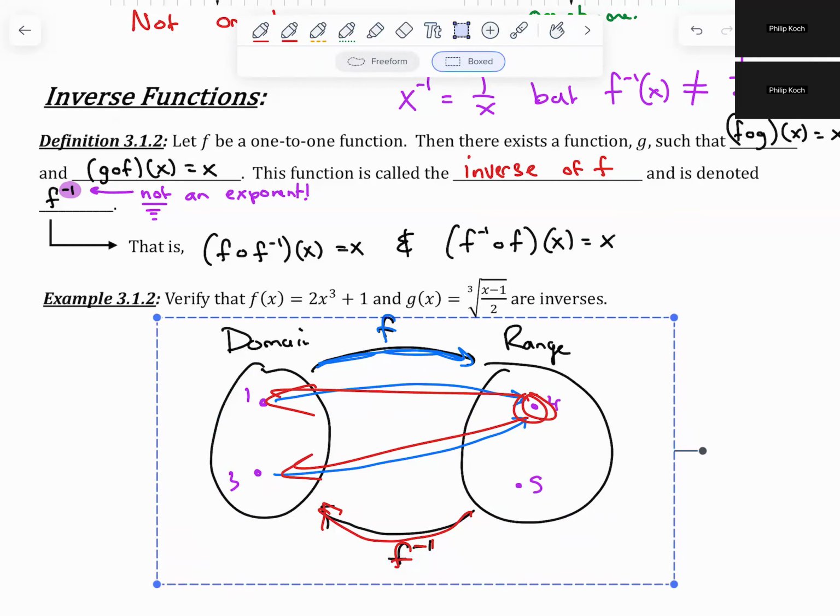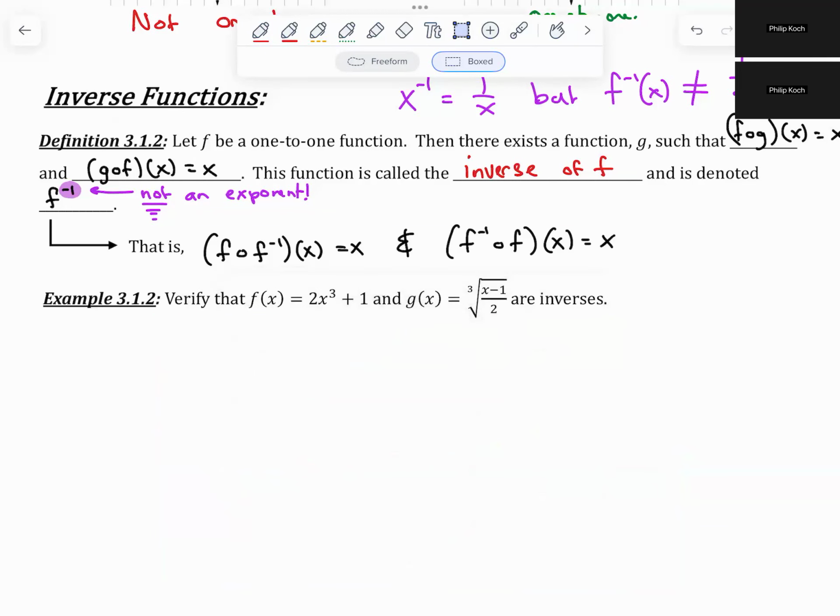I don't really talk about this very often in 126, because this is something we really start to focus on in 251 and above. This is something mathematicians start to focus on. But in essence, you know two functions are inverses if they get composed and give you back the identity. That's the reason it's called the identity.